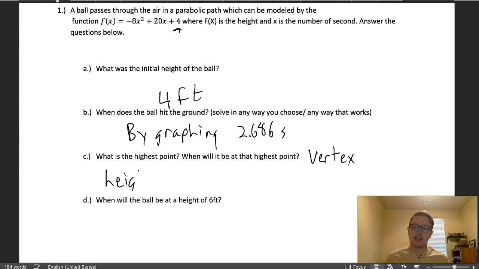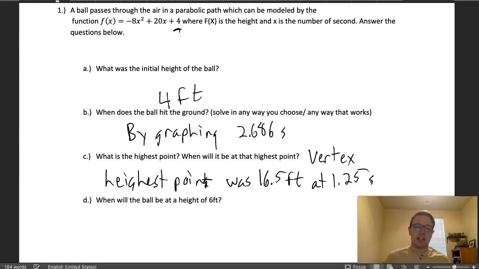Our highest point was 16.5 feet at 1.25 seconds.